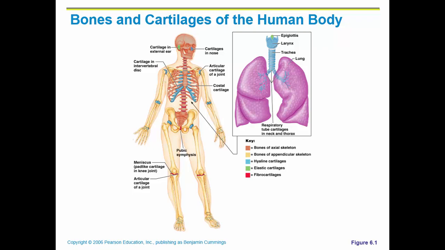So this picture is just showing you where you will find the different types of cartilage, and they're color-coded for you so you can see that it's hyaline, elastic, or fibrocartilage.